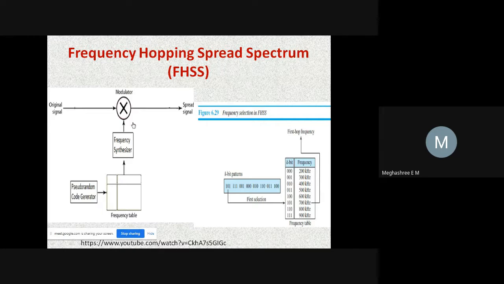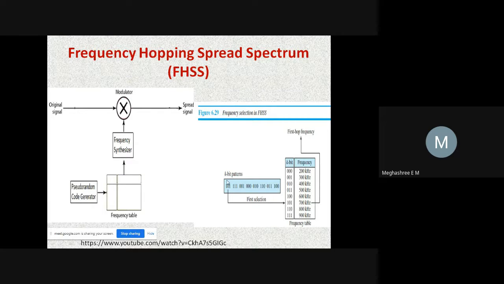I'll just summarize what I explained now. This original signal modulates the carrier signal generated by the frequency synthesizer, and it generates a spread signal where bandwidth has been expanded. Now, as I said, the output of this frequency synthesizer is the carrier frequency, right? How is it generated? Basically, the pseudo random code generator, or you can say pseudo random noise, creates a k bit pattern for every hopping period.